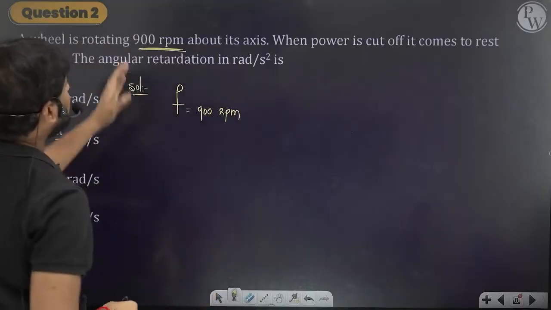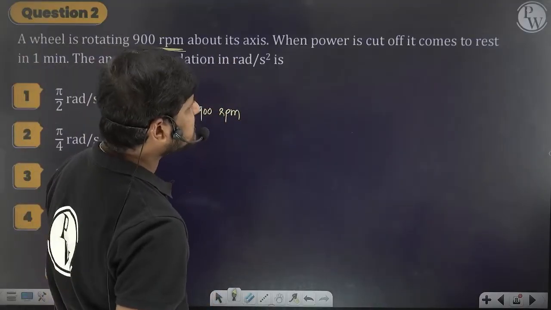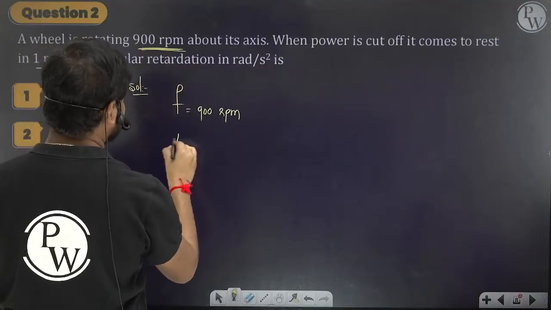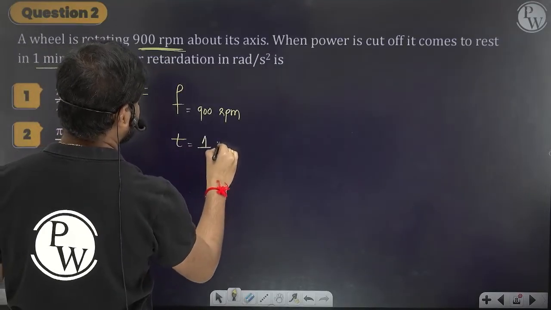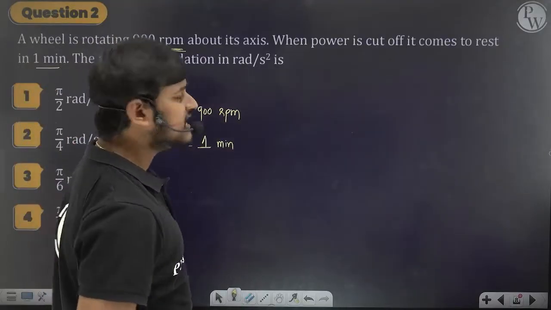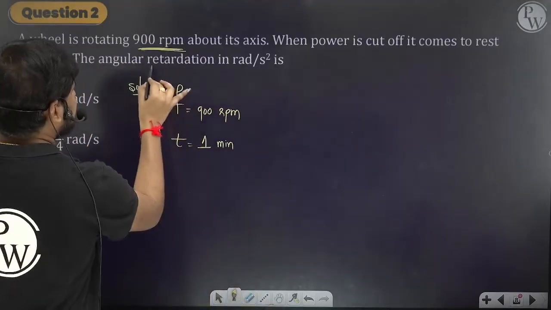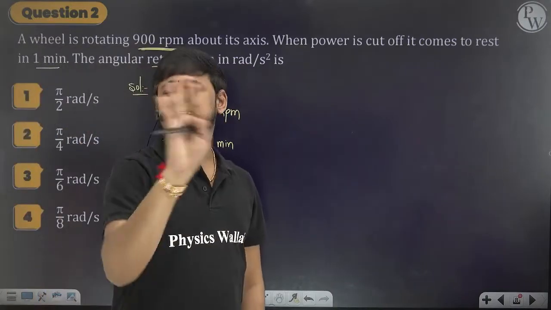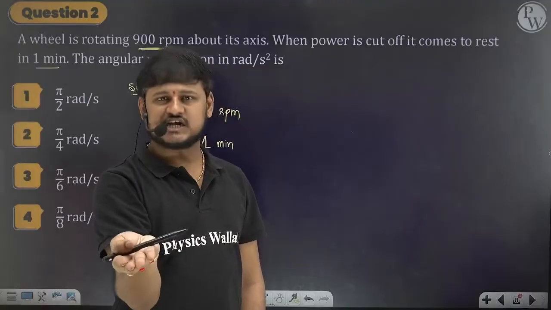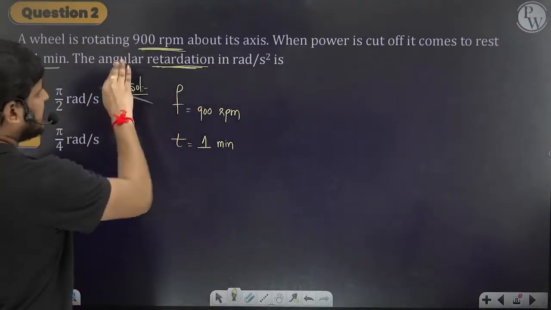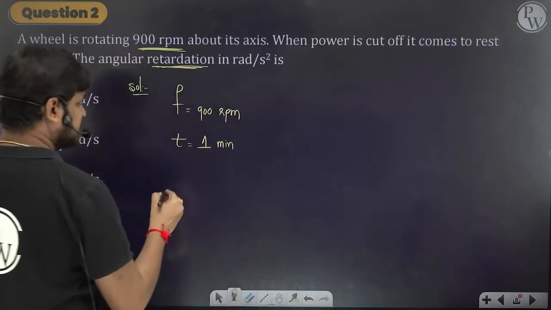Next, about its axis. When the power is cut off, it comes to rest in 1 minute, so the time taken is 1 minute. Then, the angular retardation in radian per second square. Angular retardation simply means first find the angular acceleration; the opposite of the angular acceleration is the angular retardation. Just keep the negative sign for the angular acceleration, then we'll get the angular retardation. So first let's find alpha.